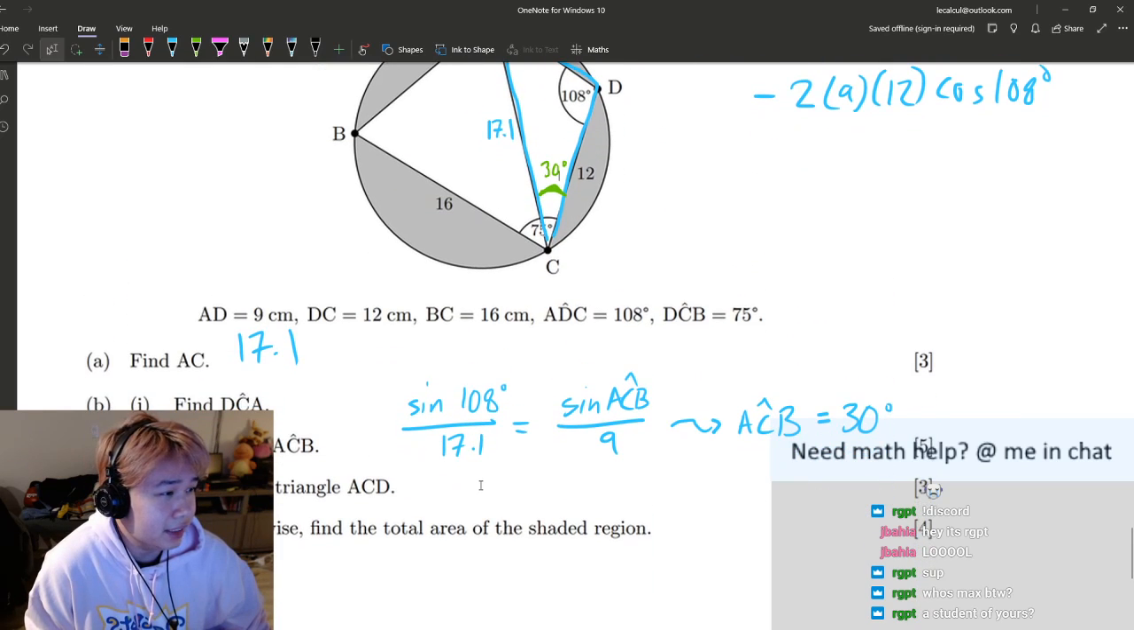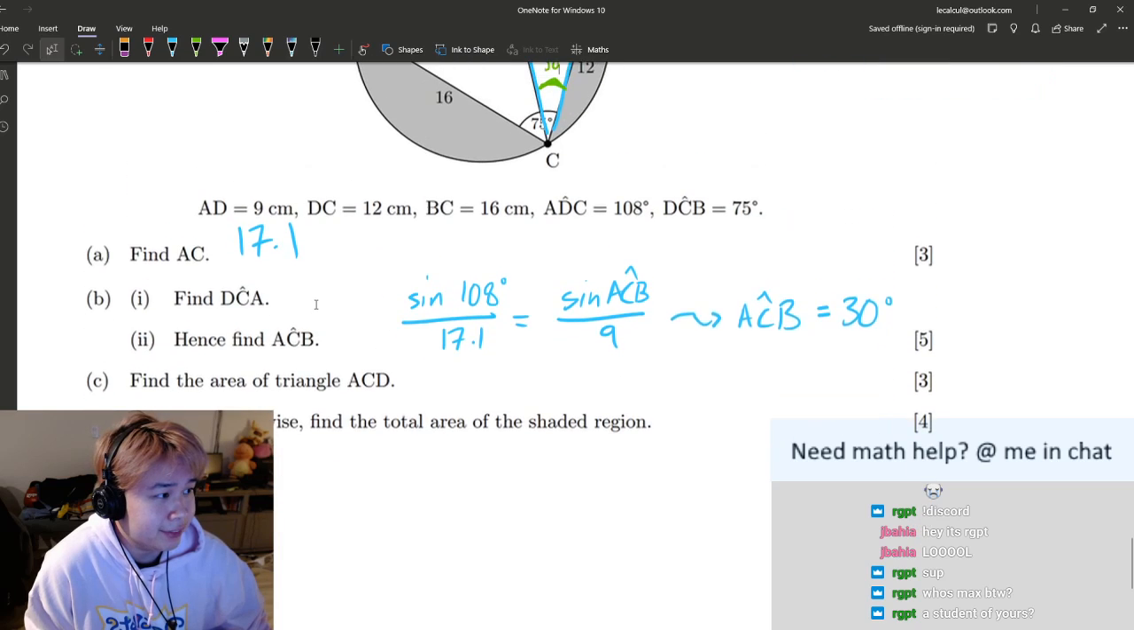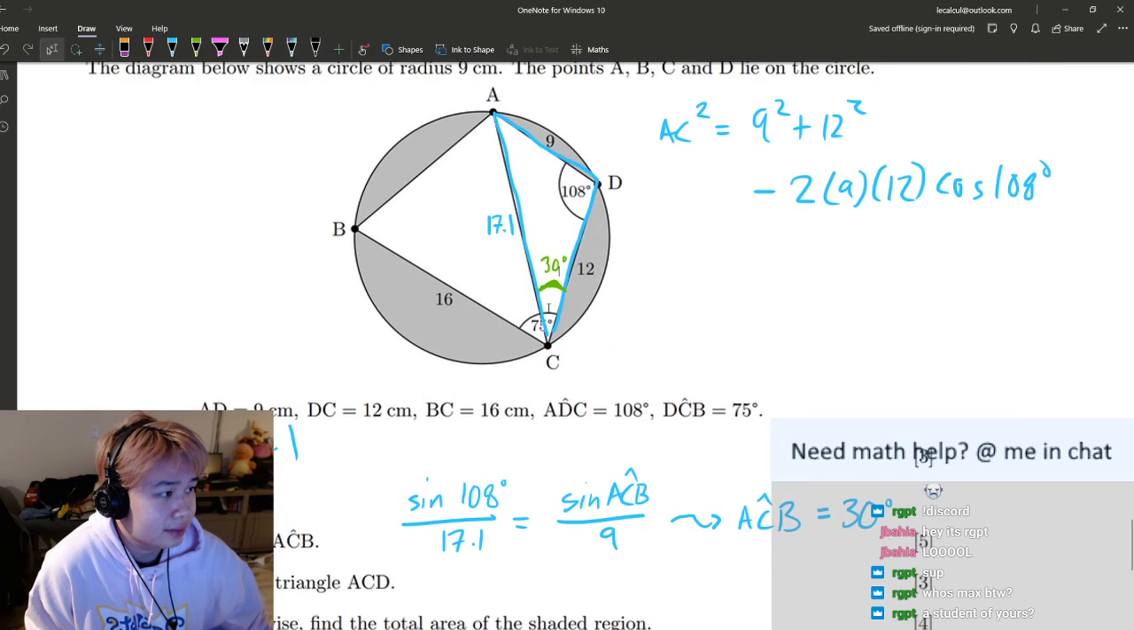Okay, then let's find the angle or area of ACD, so this triangle. Okay, easy enough to do.